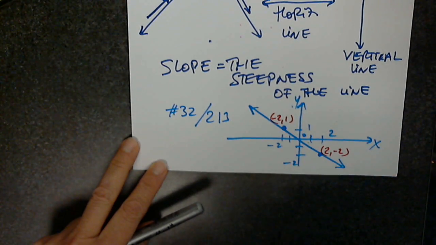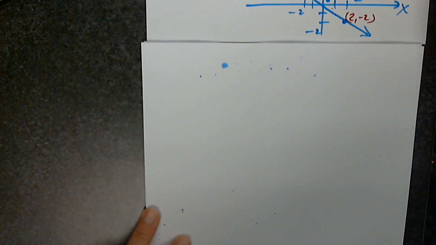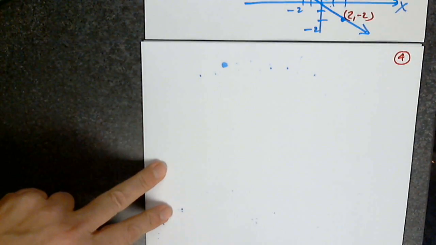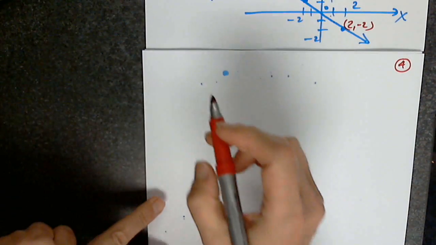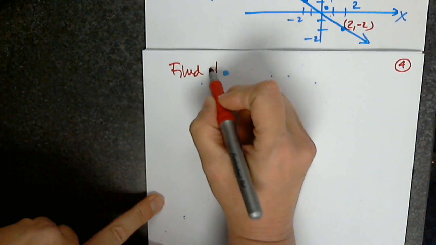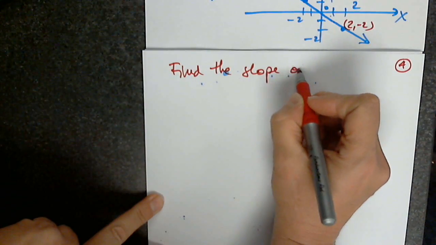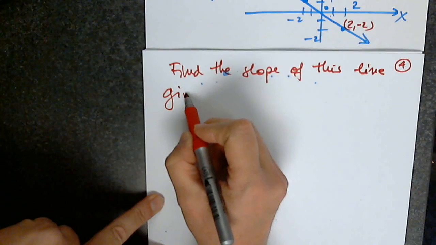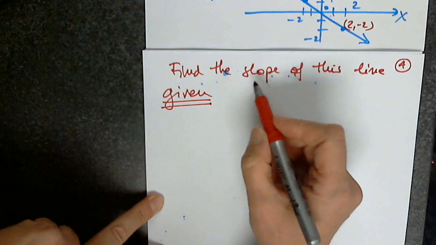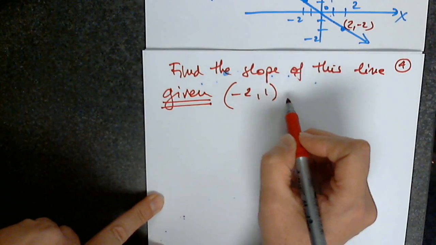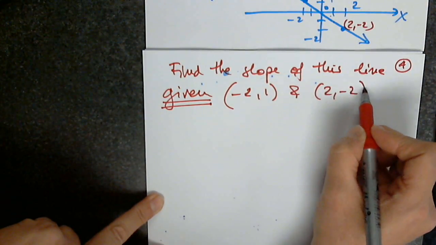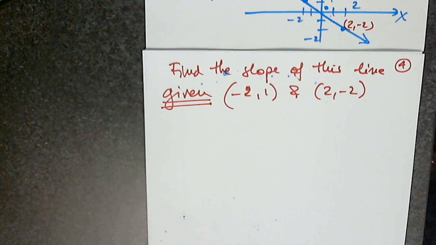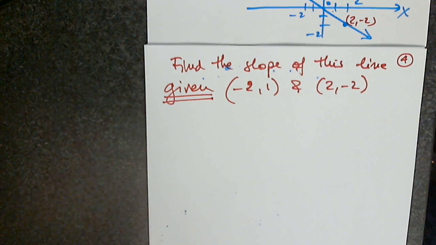I'm asked to determine how steep this line is. Find the slope of this line. Given, this is very important, this part, (-2, 1) and (2, -2). Given (-2, 1) and (2, -2).